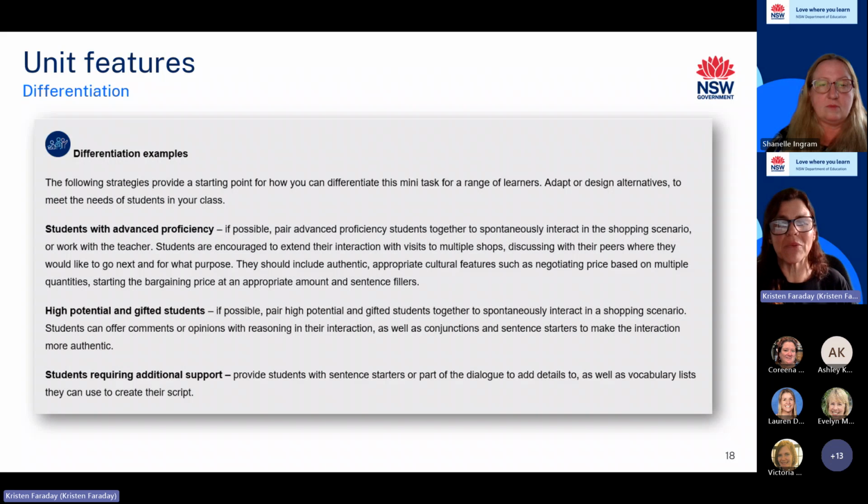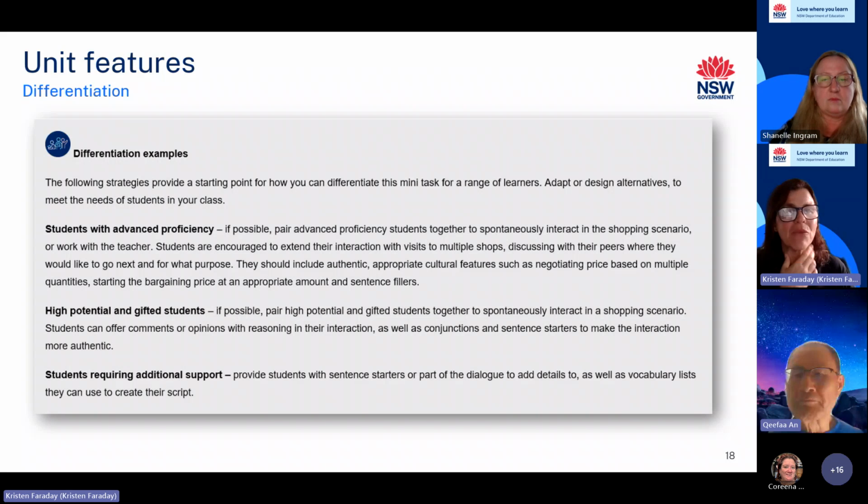This example is how we provide a differentiation for mini task 2, which requires students to create a dialogue of an interaction between a customer and a shopkeeper to practice for a trip to the market. In their dialogue, students must include culturally appropriate greetings, identify items, ask and say what they want to buy, describe items, and ask and say the price. Please take a moment to read the differentiation examples on the screen.